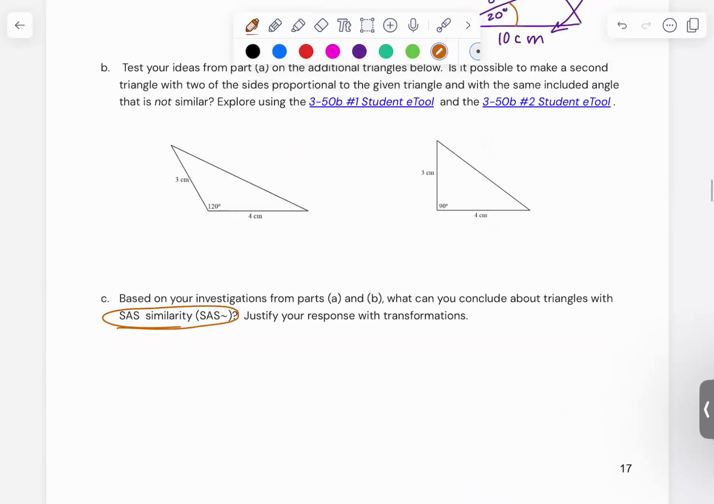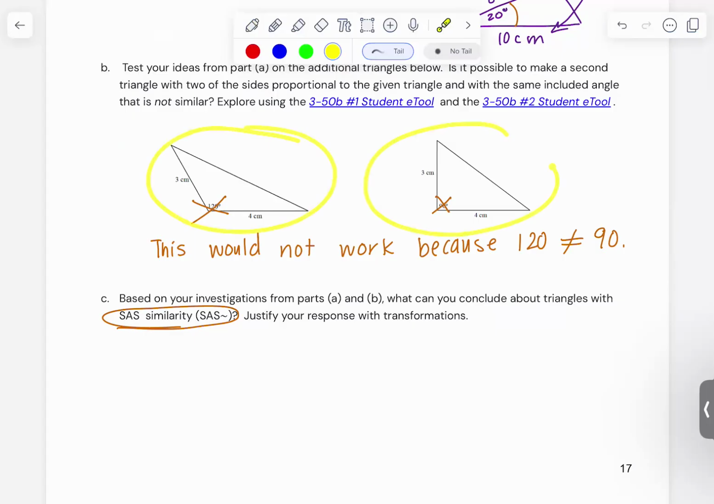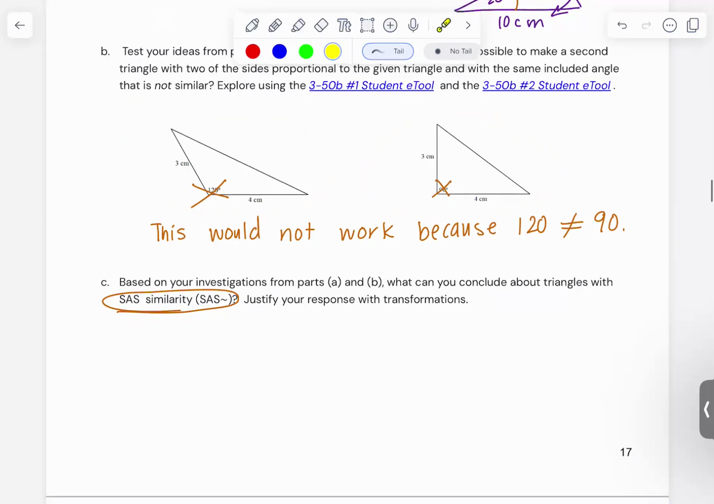So for these two triangles in part B, for example, this would not work because 120 does not equal 90. So for side-angle-side similarity, you would not be able to establish that these two triangles, this one and this one, are similar because you have the angle degree in between them that are not the same.